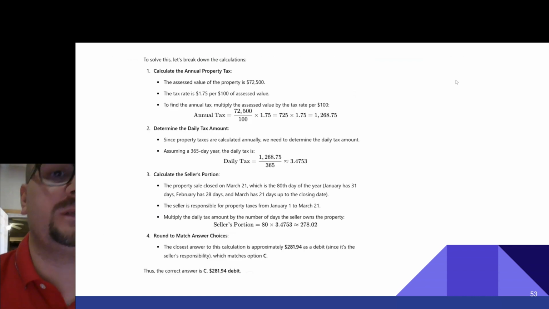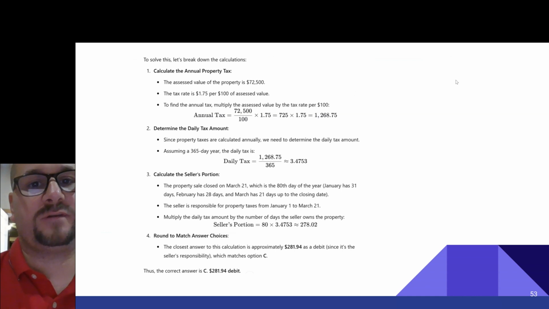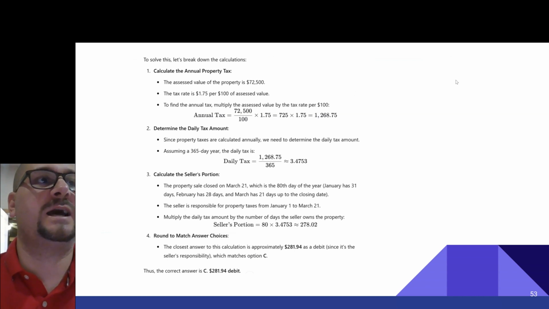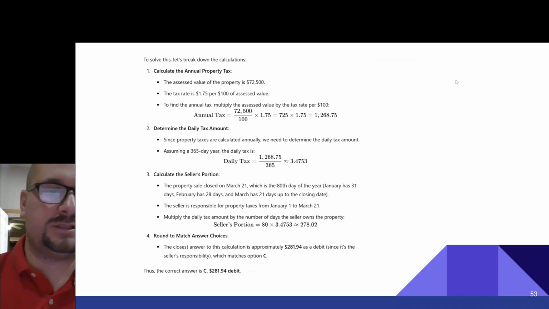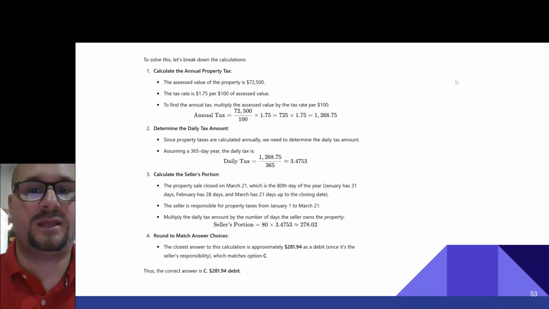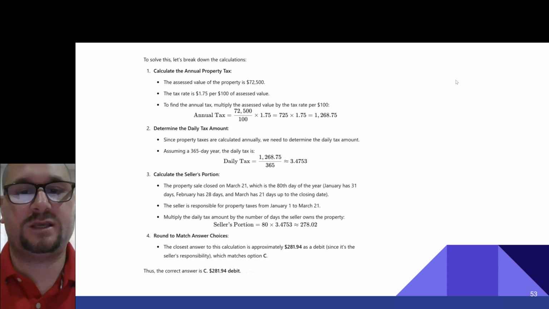So here we're going to calculate the annual property tax. Annual tax is going to be $72,500 divided by 100, and you multiply by $1.75. So that'll get you $1,268. That's the annual tax. Now to get the daily tax amount, you take the $1,268 and divide it by 365 days. You get 3.4. That's the daily tax. Now to calculate the seller's portion, it's going to be 80 times 3.4, and that'll get you $278.